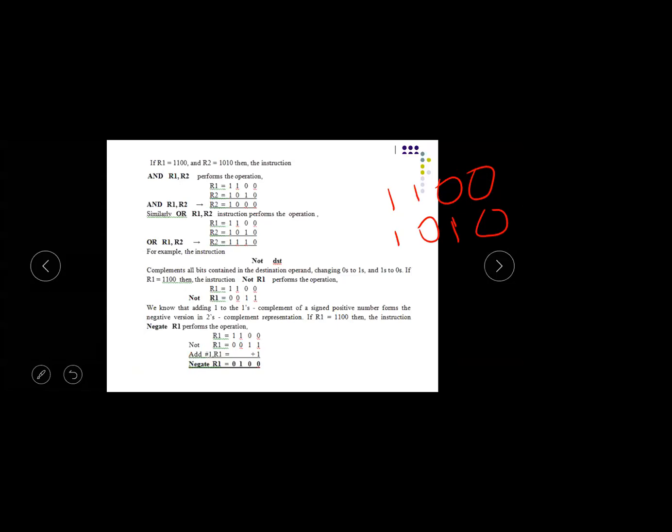Now I have taken two registers R1 and R2, 1100 and 1010. These are two registers. And now we have to perform the AND operation between R1 and R2. R1 register ki R2 register ki AND operation perform cheyali. How do we perform the AND operation between R1 and R2?